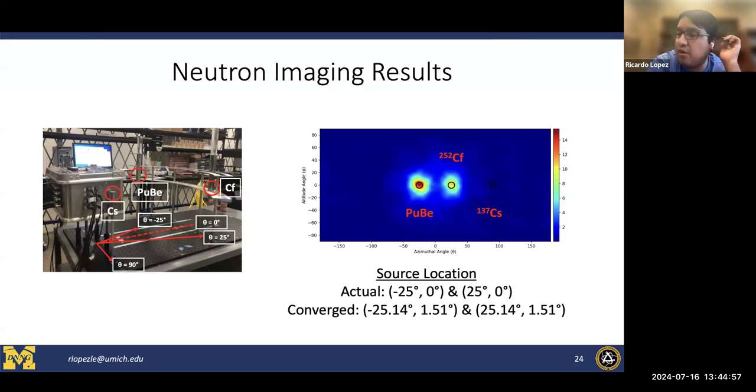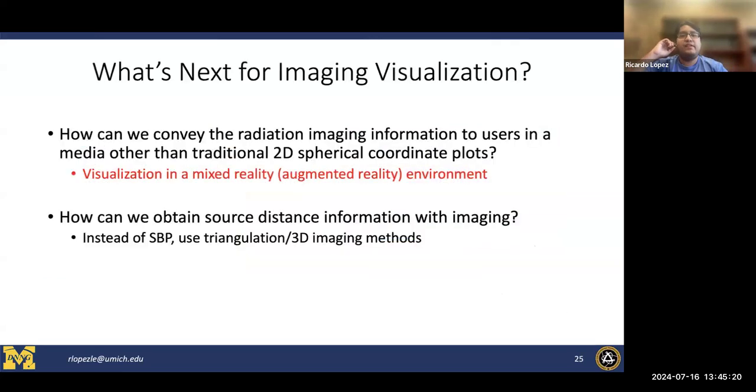Again, though, this one is only a gamma emitter. So for a neutron image, making use of neutron data, you wouldn't anticipate seeing anything in that general region. And indeed, that is the case that we see here with this image, where we see nothing where the cesium was actually placed, but we see very clear regions for our two neutron sources, which was, again, great to see. So what's next for imaging visualization?